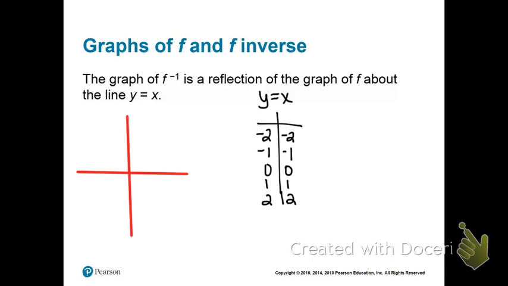Then when we go to plot these, we got 1, 1, 2, 2, 3, 3, 0, 0. We could go the other way as well. And then we connect them. We end up with a line that looks something like this. And so what it's saying is that if the graphs are inverses of each other, they're going to be reflections across that line.